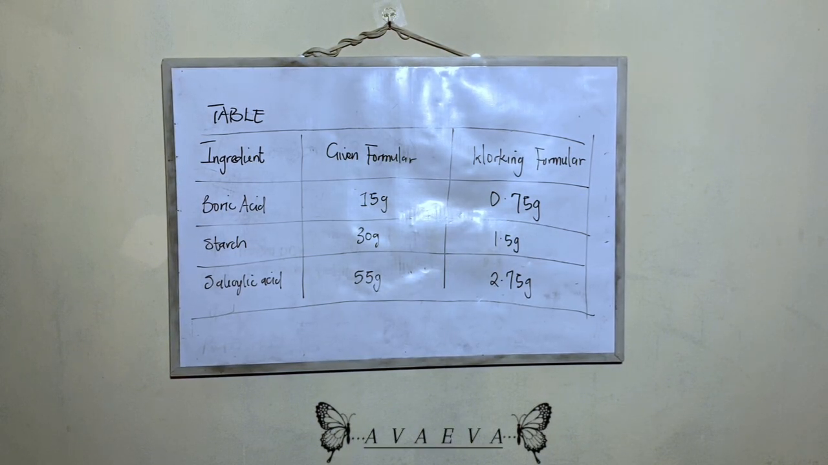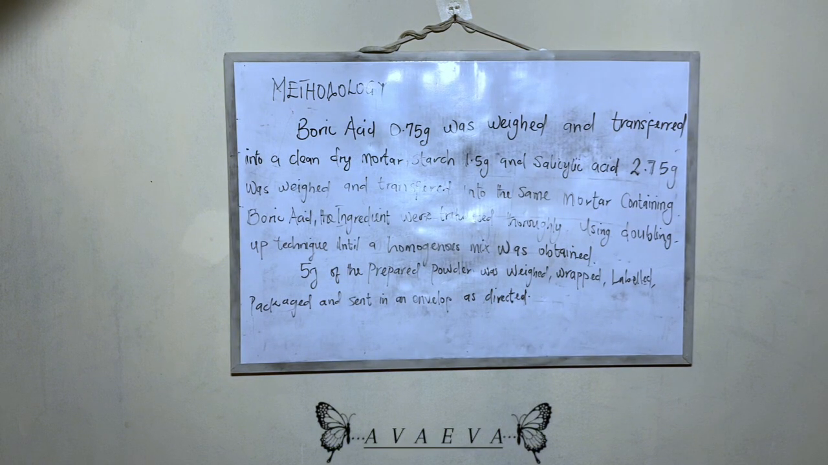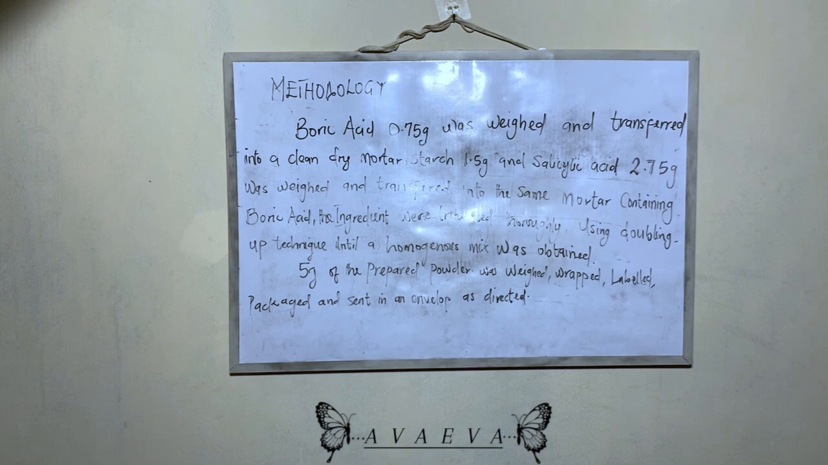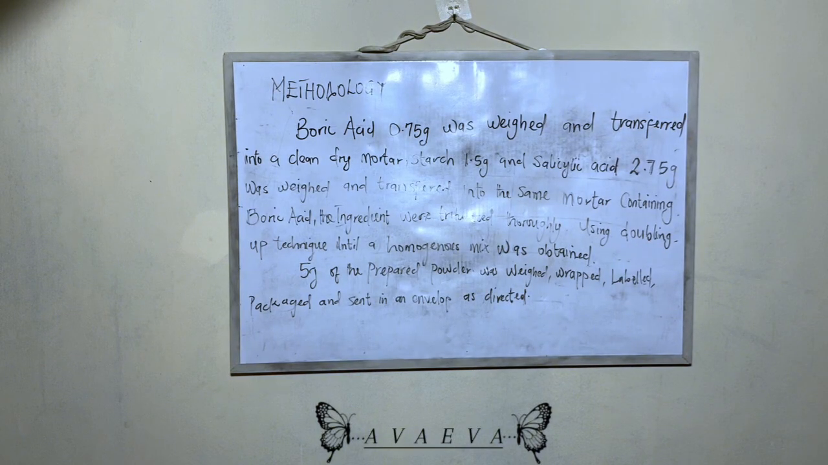So once you're done with your calculations, you come back to your table and fill the working formula like this. Boric acid 0.75 grams was weighed and transferred into a clean dry mortar. Starch 1.5 grams and salicylic acid 2.75 grams was weighed and transferred into the same mortar containing boric acid. The ingredients were triturated thoroughly using doubling up technique until a homogeneous mix was obtained. 5 grams of the prepared powder was weighed, wrapped, labeled, packaged, and sent in an envelope as directed.